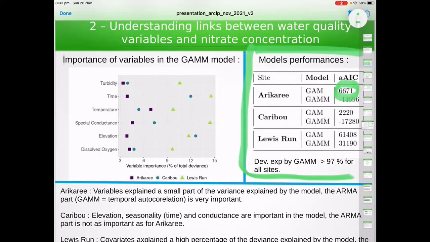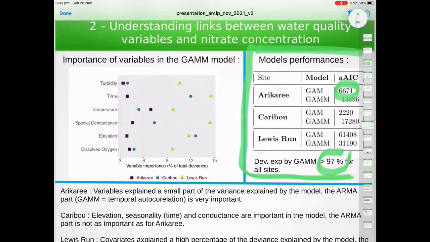And for all these sites, these three models, 97% of the deviance has been explained. So the model is quite a good fit.